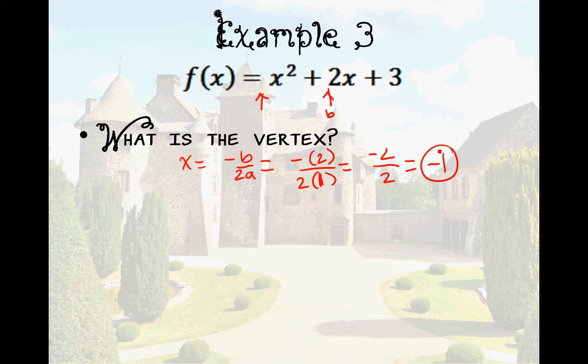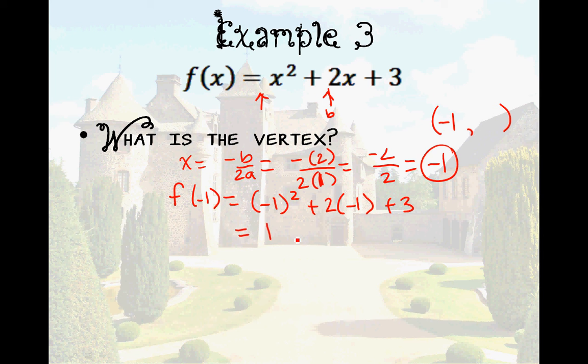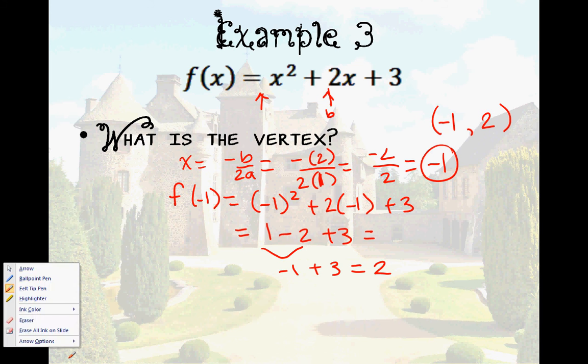So if we wanted to get the actual point, because you remember in the other ones we had it as an ordered pair, we'd need to plug this negative 1 into the original equation. So we have f of negative 1 equals negative 1 squared plus 2 times negative 1 plus 3. And then we just simplify. 1 minus 2 plus 3. This is going to be negative 1 plus 3, and that's 2. So that would be our answer right there. Okay, go ahead and pause the video because I'm going to clear off the ink here. Pause it if you need to.